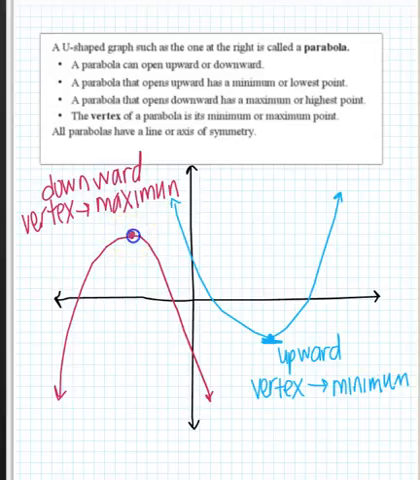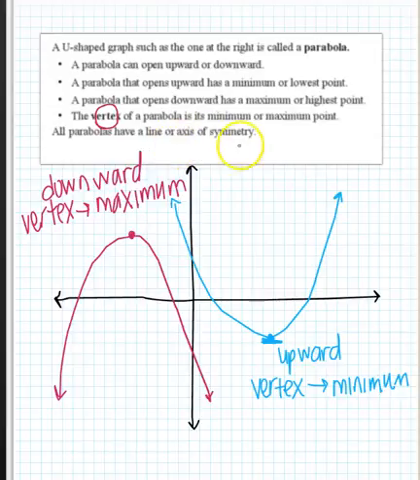Maximum. Okay, so this vertex is the very highest, and then it goes down lower, right? We're climbing, climbing, climbing. We hit a maximum, and then we start falling, falling, falling. So a downward facing parabola will create a maximum at its vertex. Okay, so once again, a vertex of a parabola is its minimum or maximum point.